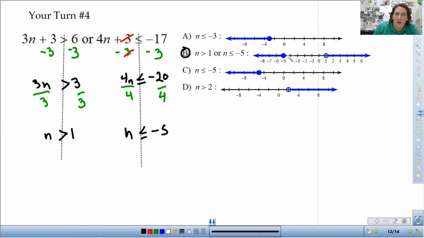But if you look, open circle at 1, and you're shading to the right because n is greater than 1. Closed circle at -5, shade to the left because n can be less than or equal to -5.